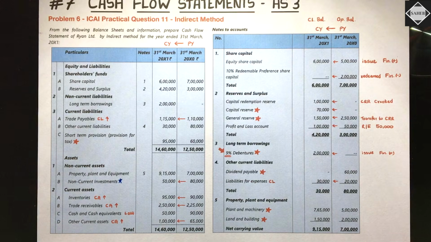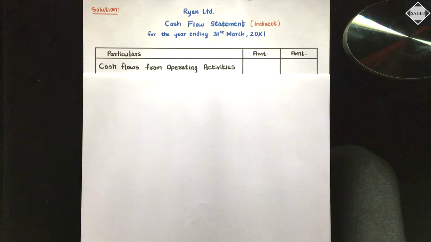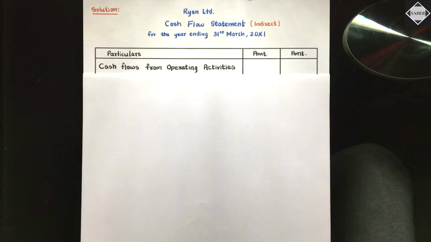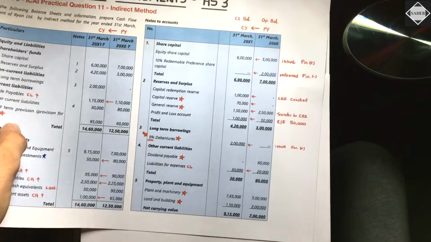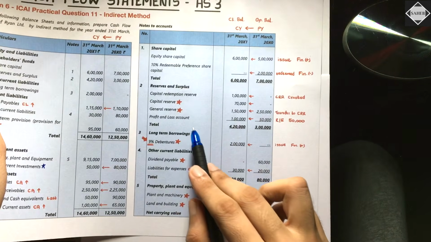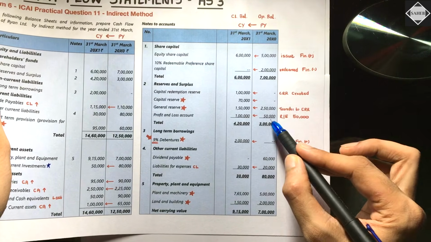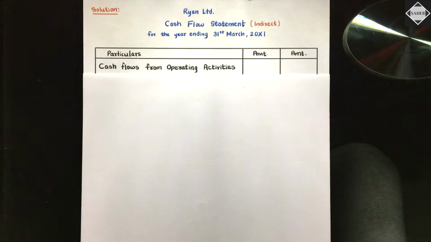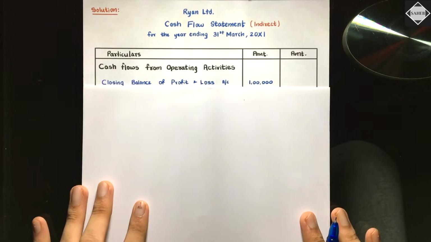Okay. So now let's see the cash flow statement. Now see here we have the actual solution, the cash flow statement of Ryan Limited, for the year ending 31st March 2021. First, let's start with cash flow from operating activities. Now we start from the profit, right? In this question, we didn't have net profit before tax or net profit after tax. So what did we do? We went to the balance sheet, to the profit and loss account balance. We did closing minus opening. We found out 50,000 is the profit, the retained profit or the retained earnings, right? So that's what we are going to start from.